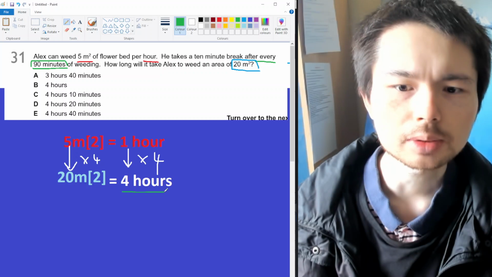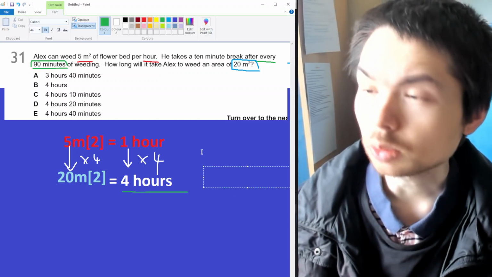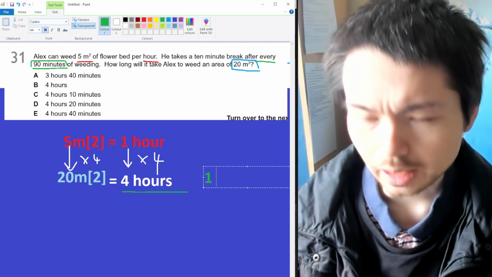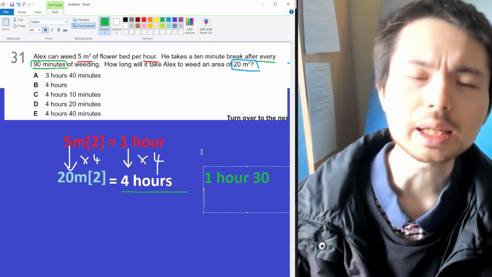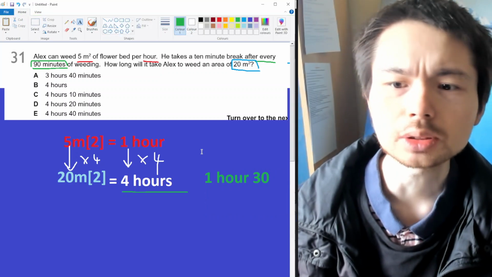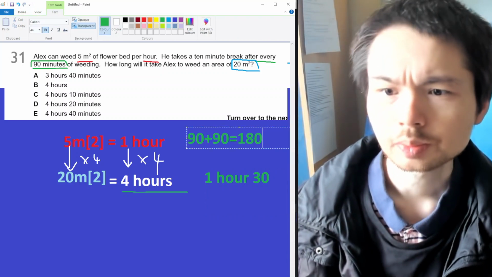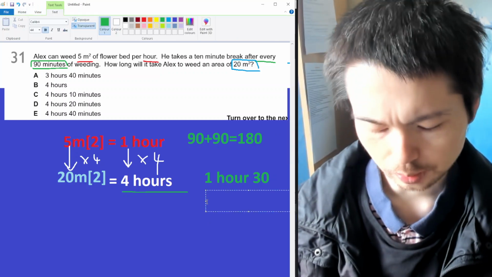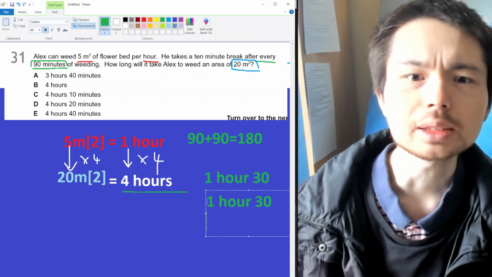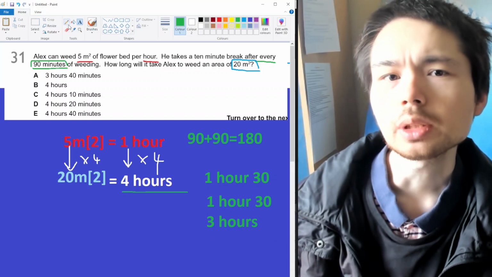Look at this bit. How many 90 minutes are there? Well, let's go up a bit. We know 90 minutes equals 1 hour 30. Go up again, another 90 minutes. Now, 90 plus 90 equals 180 minutes. That is equal to 3 hours. Look at the time it takes Alex to do the whole job. Within 4 hours. So look at this green bit.